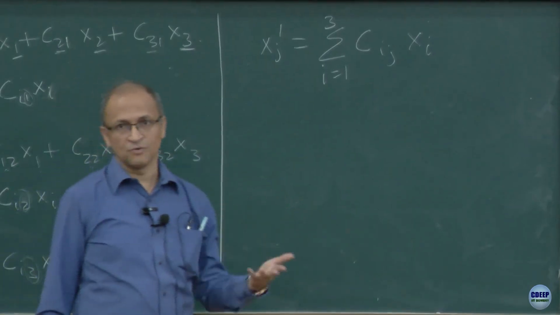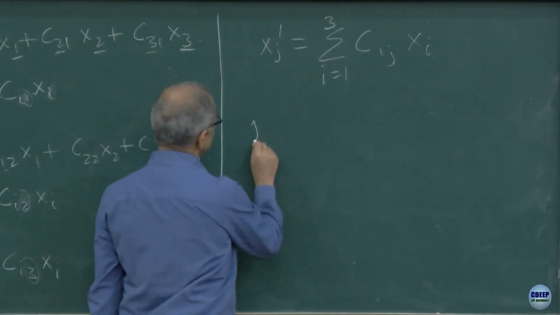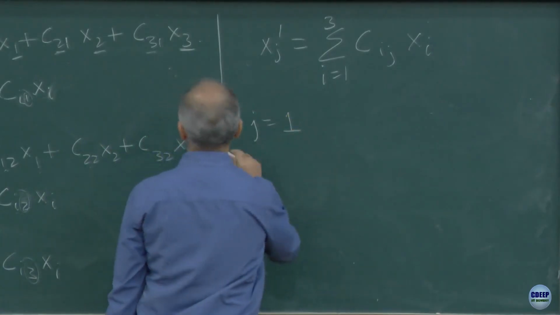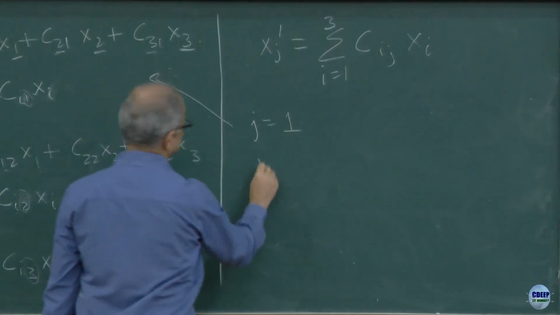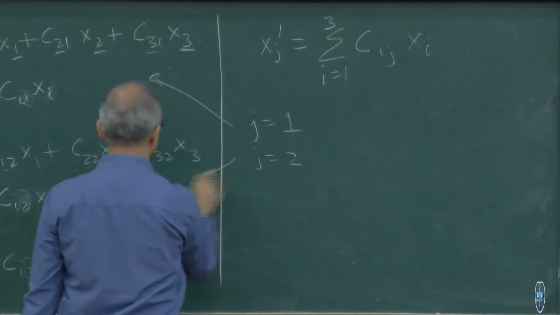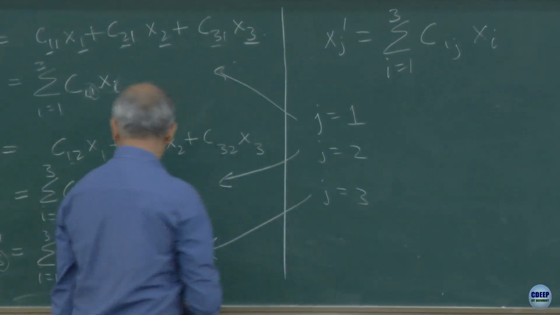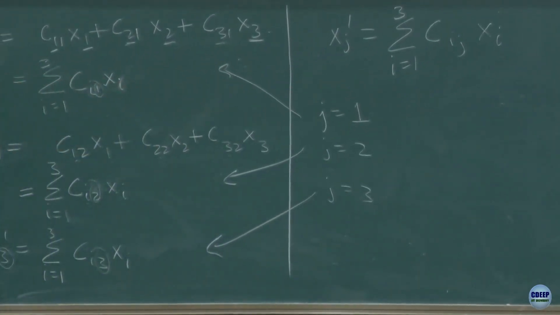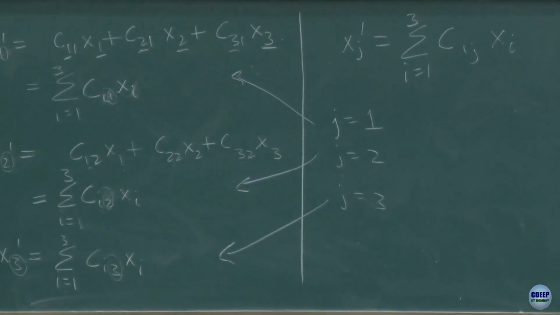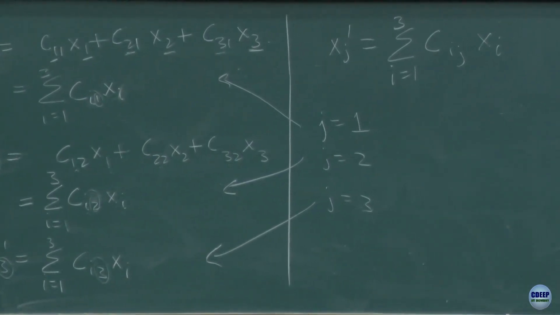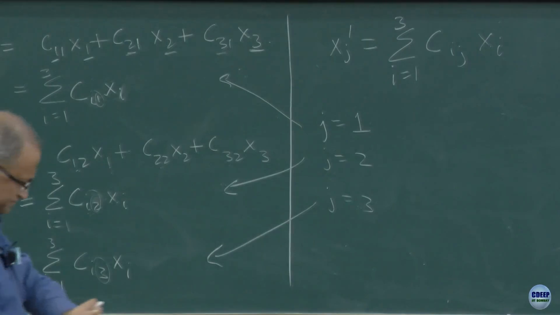Now take j as 1, you generate this equation. Take j is equal to 2, you generate this equation. Take j is equal to 3, you generate this equation. Correct? So you know that you can generate all these three equations by simply taking three different values of j.